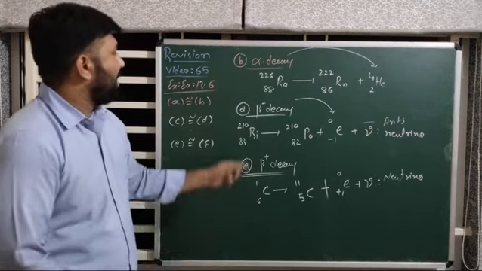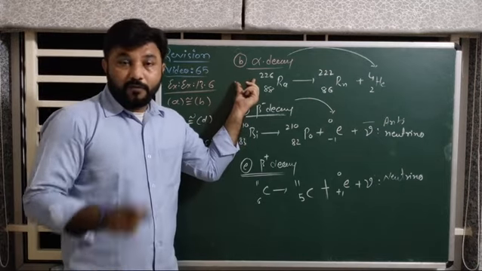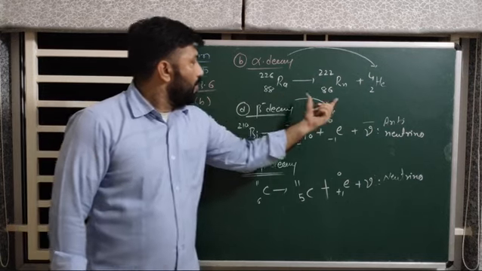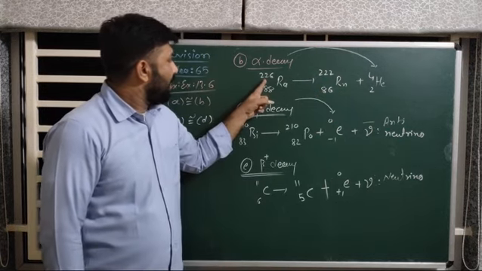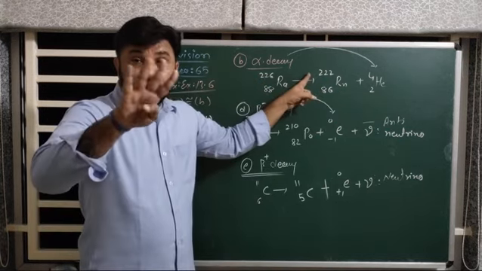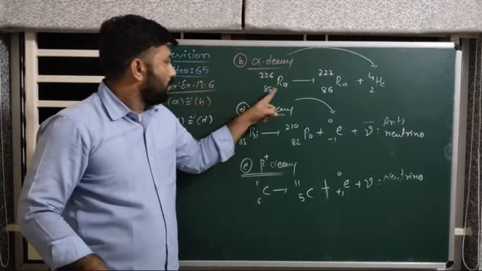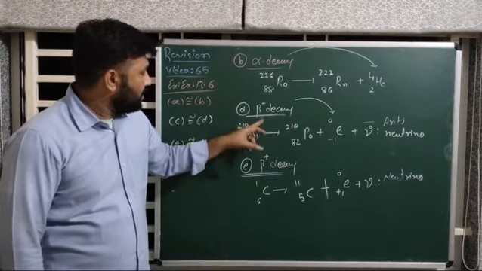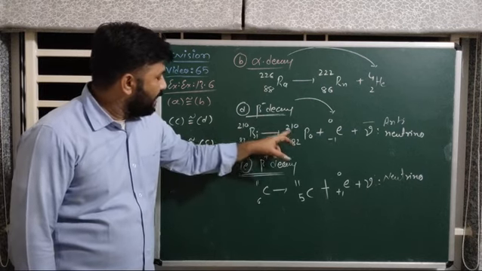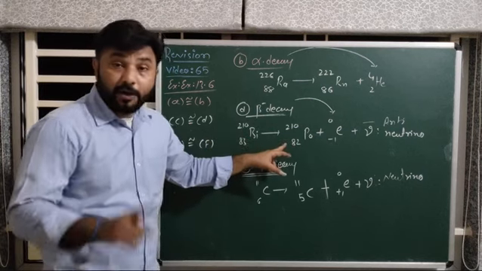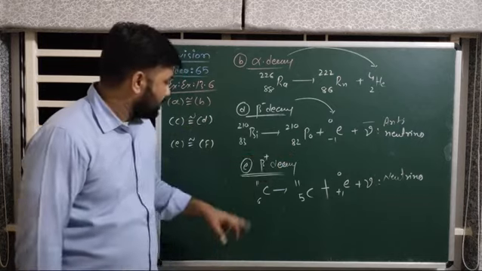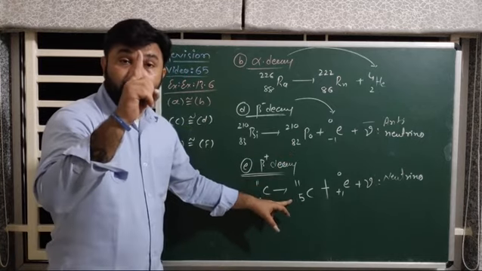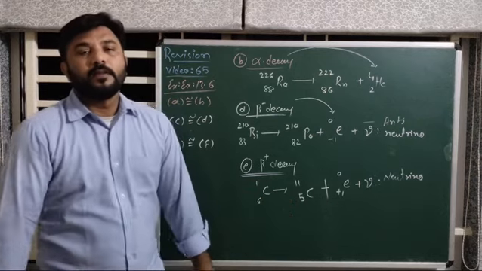Okay, what is alpha decay? Simple, we can say that from one element new element is formed which having atomic mass 4 less, atomic number 2 less. Beta minus, new element having same atomic mass but atomic number 1 less. Beta plus, same atomic mass but atomic number 1 more. Clear?